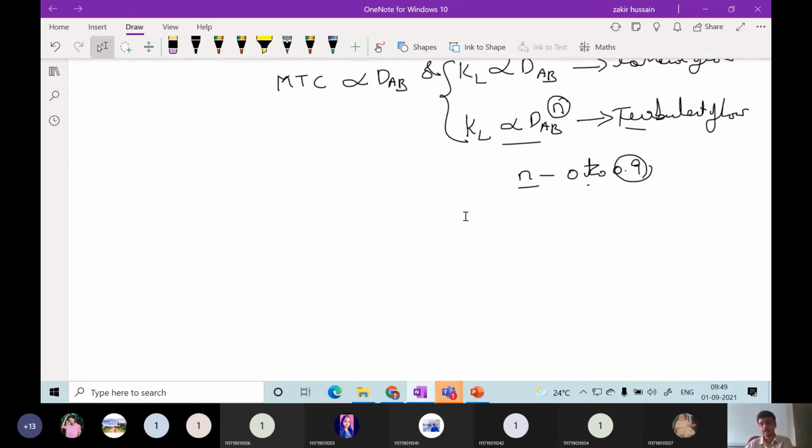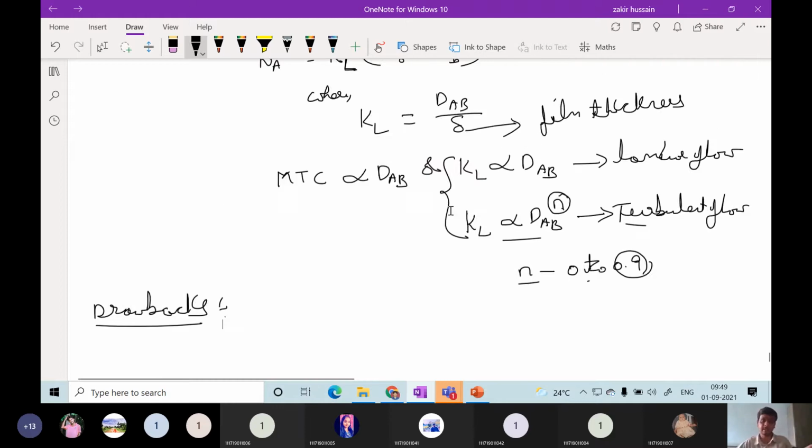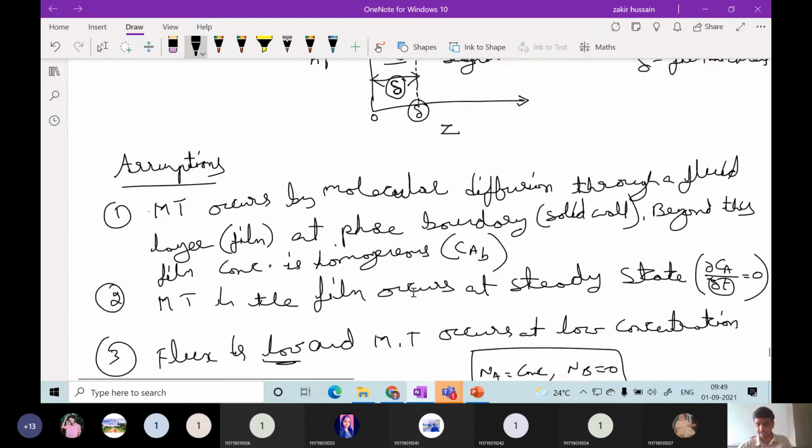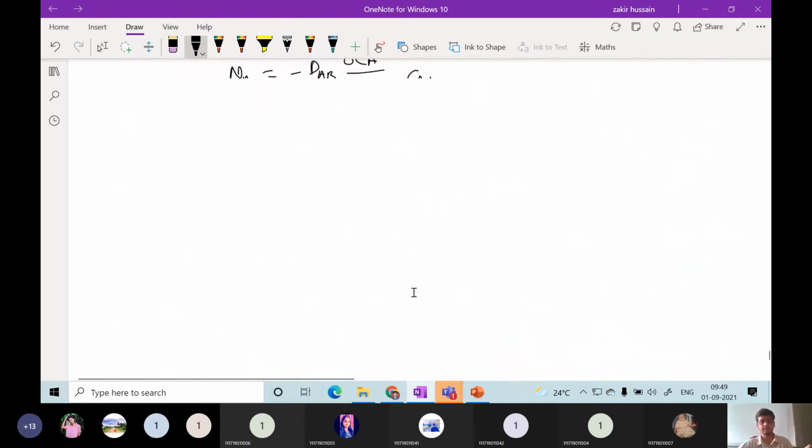Then there are drawbacks of this film theory. That is why two other theories will be coming up: the film penetration theory and the surface renewal theory. The drawback of this film theory is that it explains how the mass transfer is taking place within the film, but it has not shown us a way to estimate the film thickness delta. That is the drawback of this film theory.